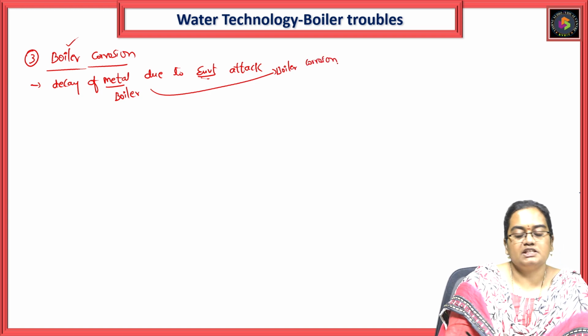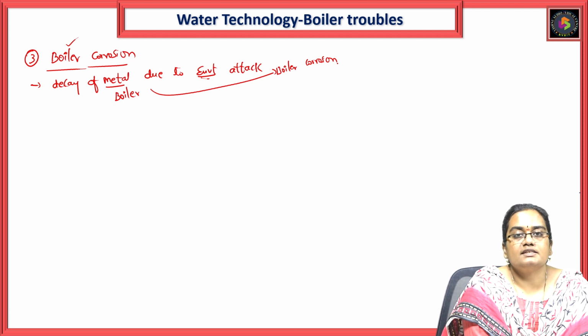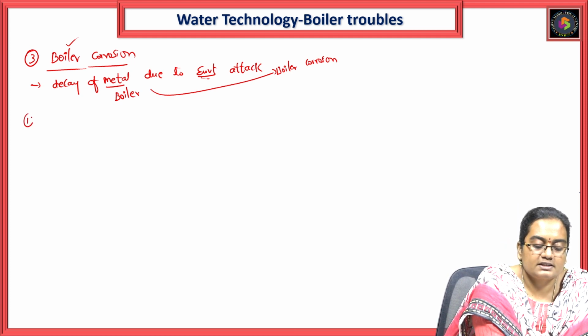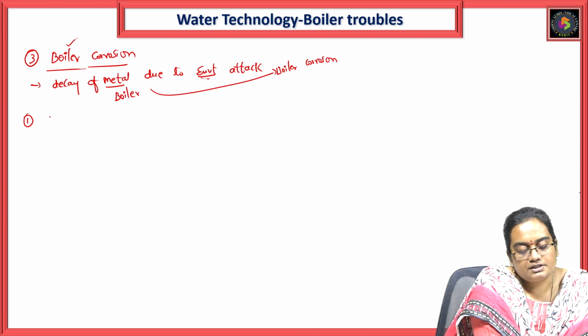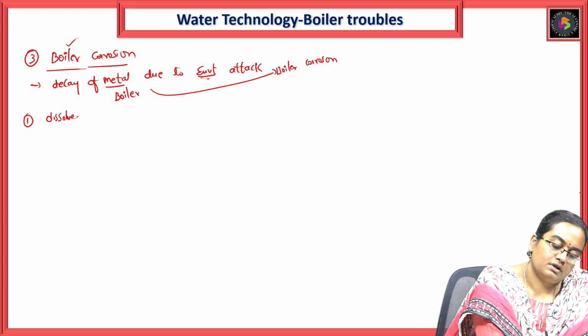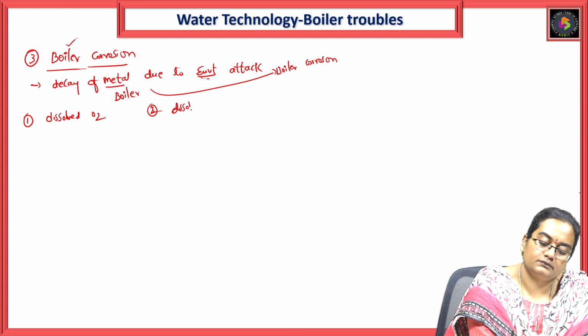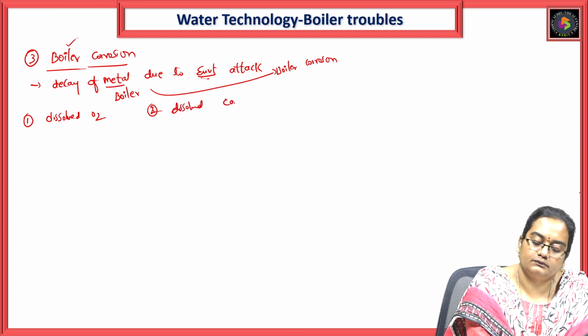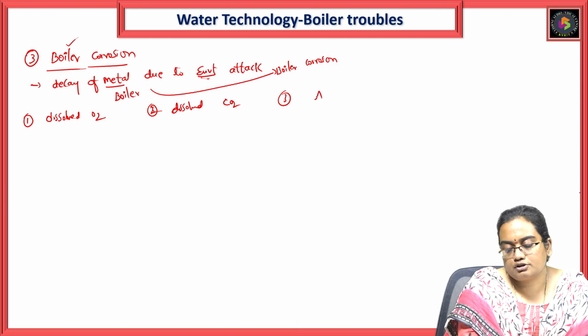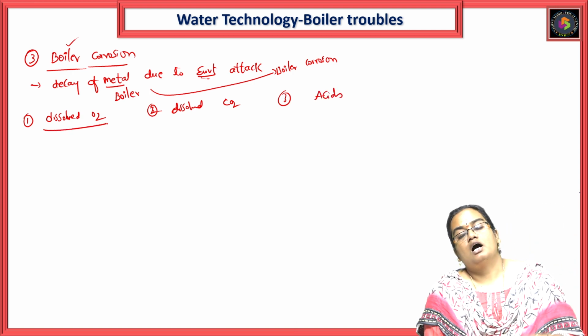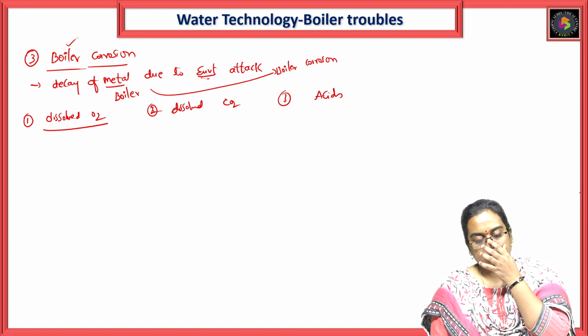How to overcome this problem? So what is the reason for this problem that we are going to discuss now? The reasons are: first, dissolved oxygen; second, dissolved carbon dioxide; third, presence of acids. First one, dissolved oxygen. How is dissolved oxygen responsible?